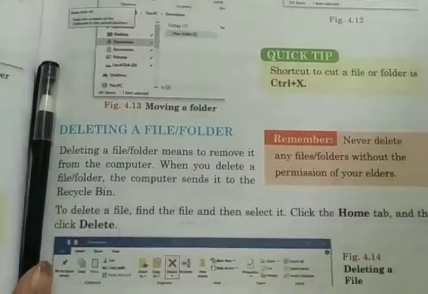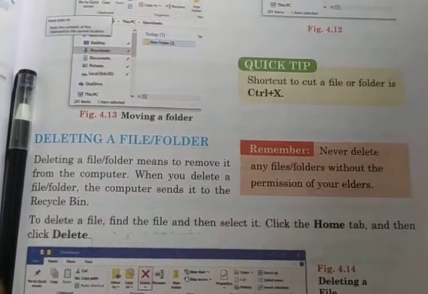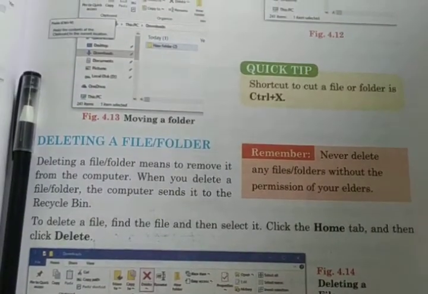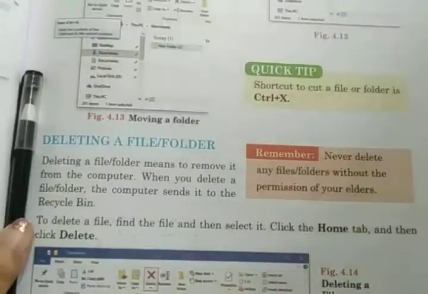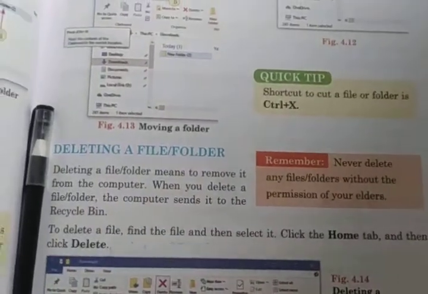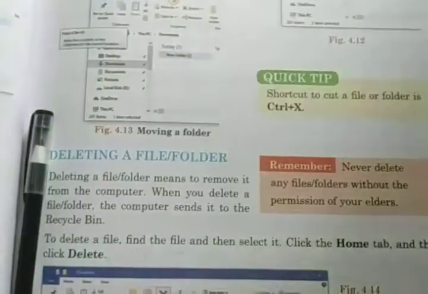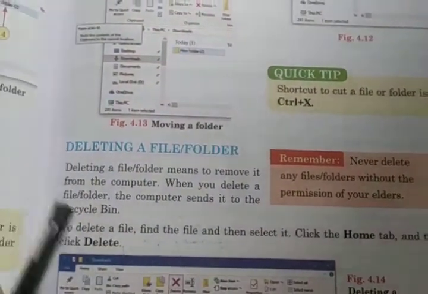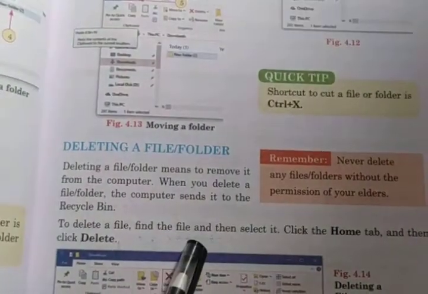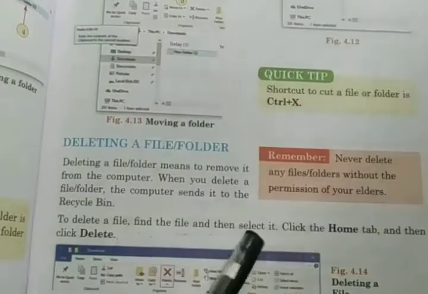Okay, now deleting a file or a folder. Deleting a file or folder means to remove it from the computer. When you delete a file or folder, it moves to the recycle bin. The recycle bin, you know, contains all your deleted files and folders. So to delete a file, find the file first, then select it, click the home tab and then click delete, and it will get deleted.